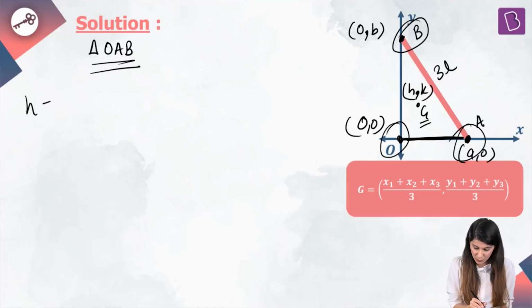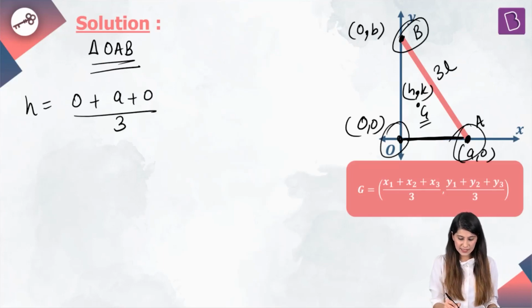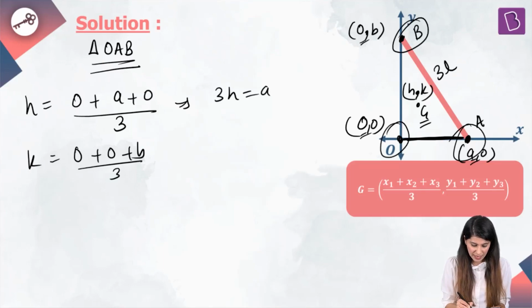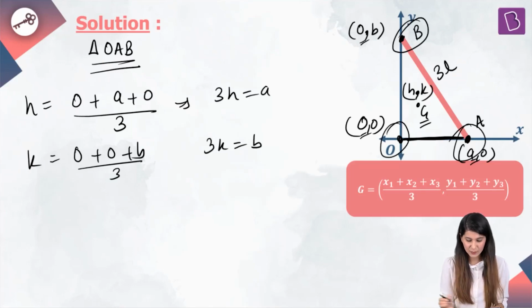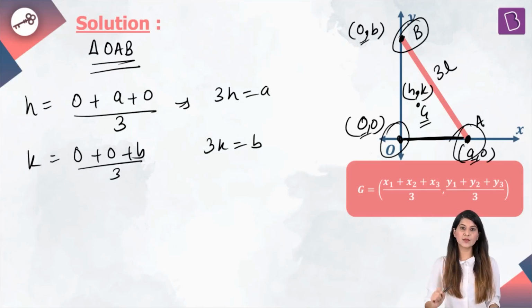Now H will be equal to x1, that is 0 plus A plus 0, by 3. This 0, this A and this 0. Similarly, K is 0 plus 0 plus B, by 3. This gives me 3H equals A and 3K equals B. Are you getting my point? 3H equals A, 3K equals B.